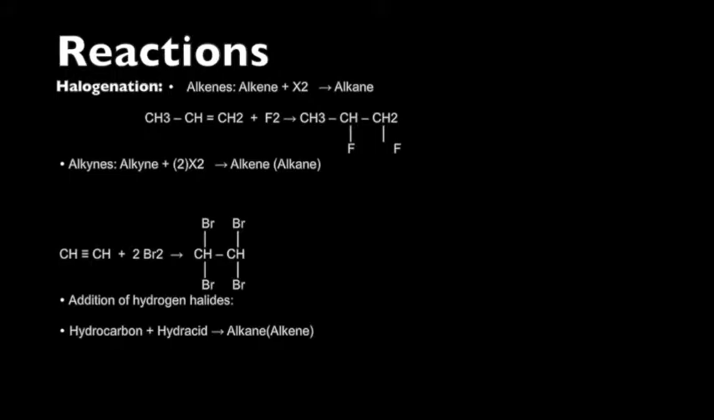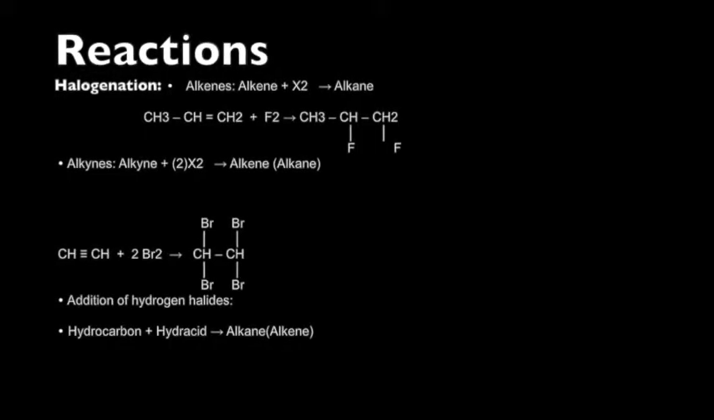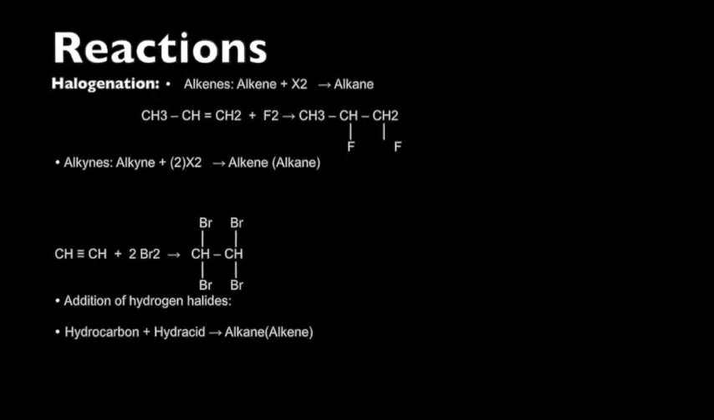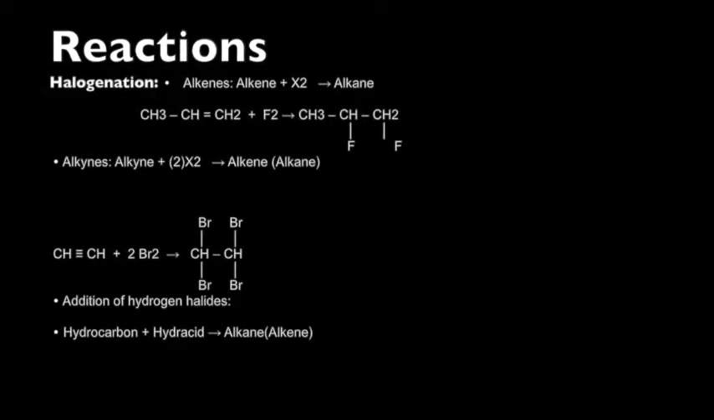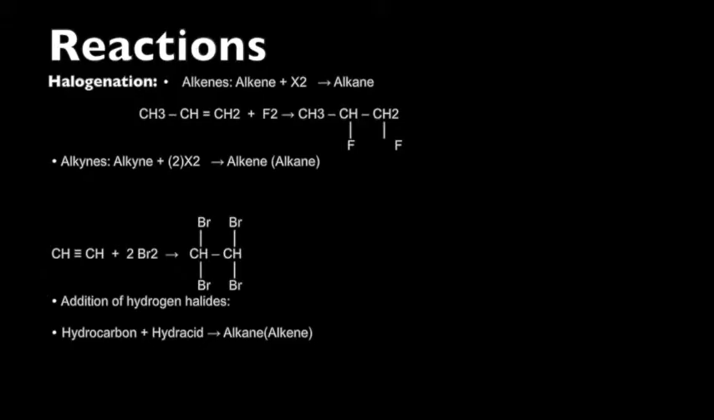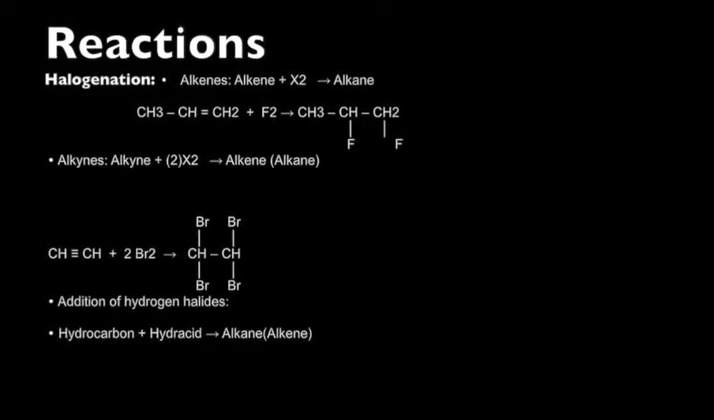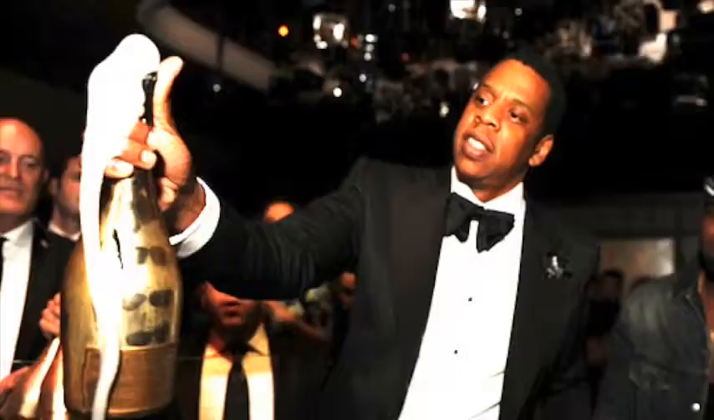Halogenation: a hydrocarbon, either an alkene or an alkyne, plus a halogen yields an alkane or an alkene. In this reaction, the halogen breaks up the double or the triple bond, transforming into halogen branches.